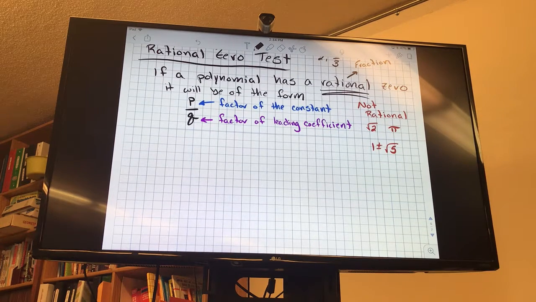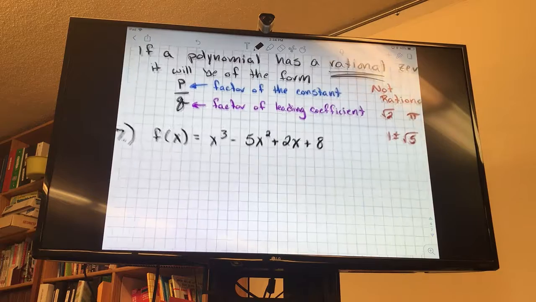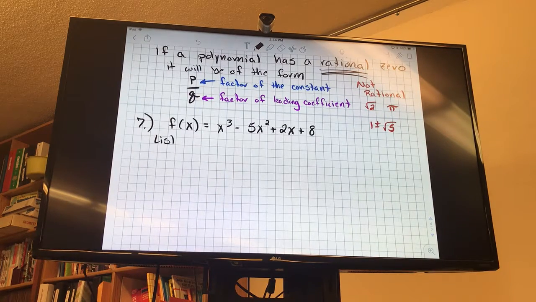For example, I'm going to do example 7, but I'm going to switch the function up a little bit because I don't like all the stupid ones. They have x cubed minus 5x squared plus 2x plus 8. I'm going to start by listing all possible rational zeros, and then we're going to find which ones actually work. Once we have the list of possibilities, we can narrow it down.